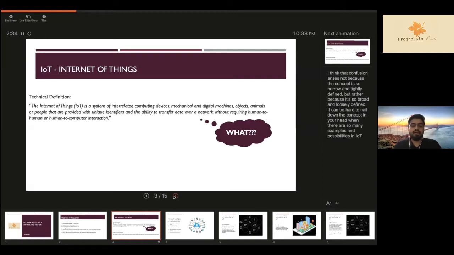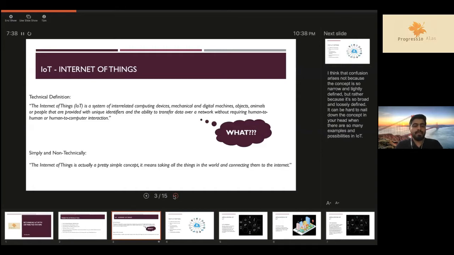So I'll present a simple and non-technical definition to you guys. Simply said, IoT is a concept that means taking all the things in the world and connecting them to the internet. Imagine any device, and if you connect that device to the internet, that becomes part of the IoT infrastructure and part of the IoT ecosystem. It can be anything that connects to the internet.